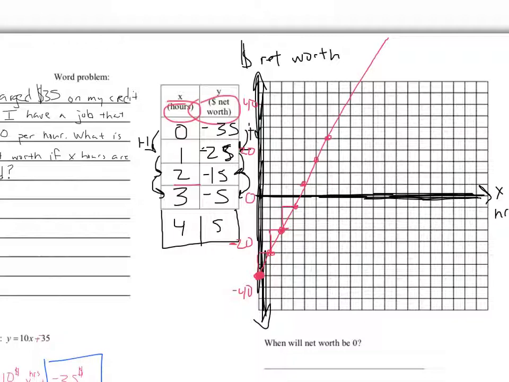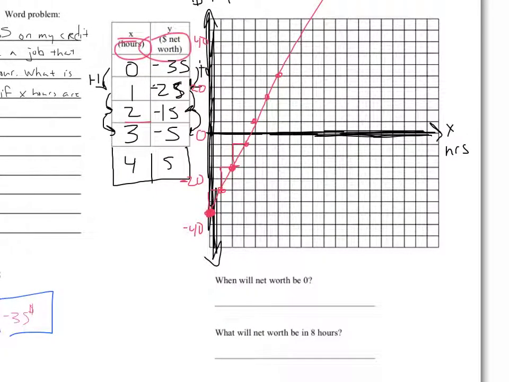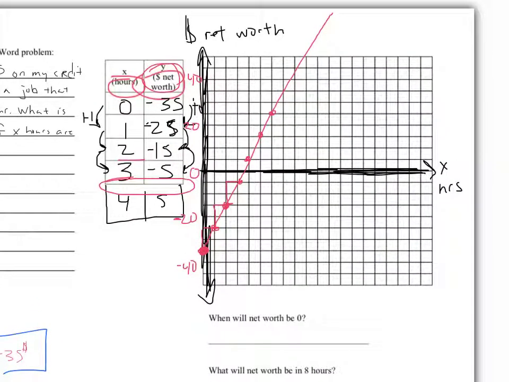All right, so looking at this, we now want to come down and answer these questions. It says, what will the net worth be? When will the net worth be 0? So we're looking for when y is going to be equal to 0, because y is our net worth. Well, we can kind of use our t-chart to look at this, and we say, well, it crosses over from negatives into positives between 3 and 4. So we can guess that it's probably somewhere between 3 and 4, something like 3.5. We could look at our graph and say, all right, when my y is equal to 0, that happens right here, which we see is somewhere between 3 and 4.